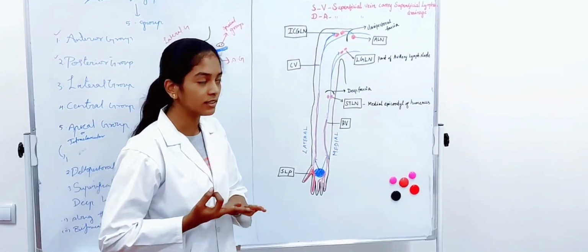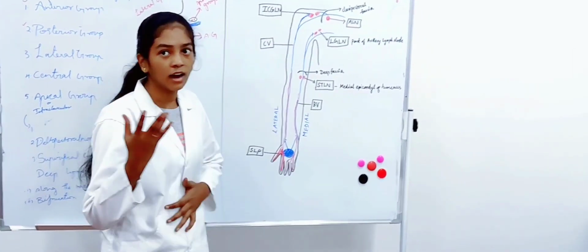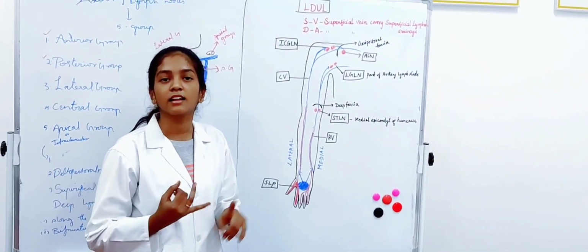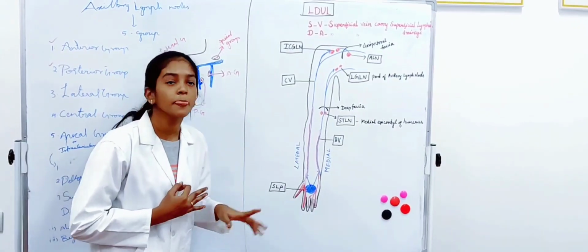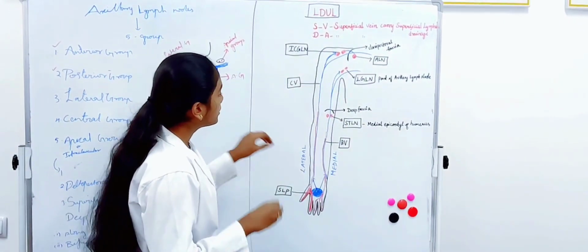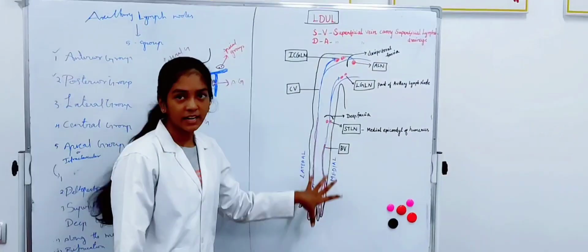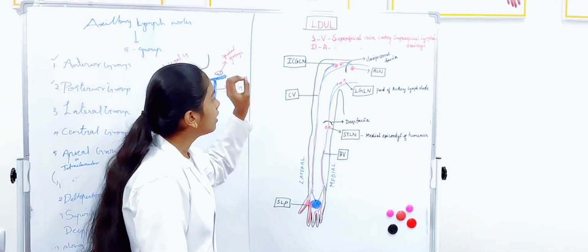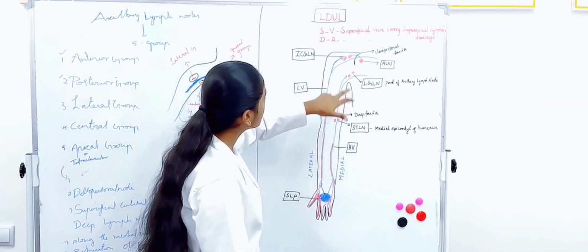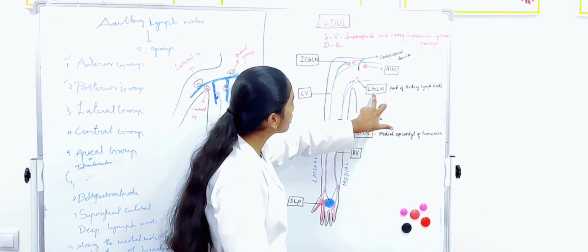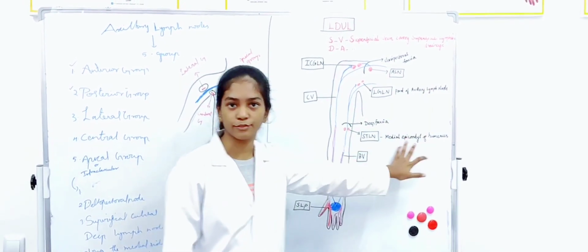There are 3 important points. It crosses through the 3 arteries: the radial artery, ulnar artery, and brachial artery, and it has communication with the superficial lymphatic drainage. And the important point is that it all drains into the lateral group of lymph nodes of the axillary lymph nodes. Thank you.